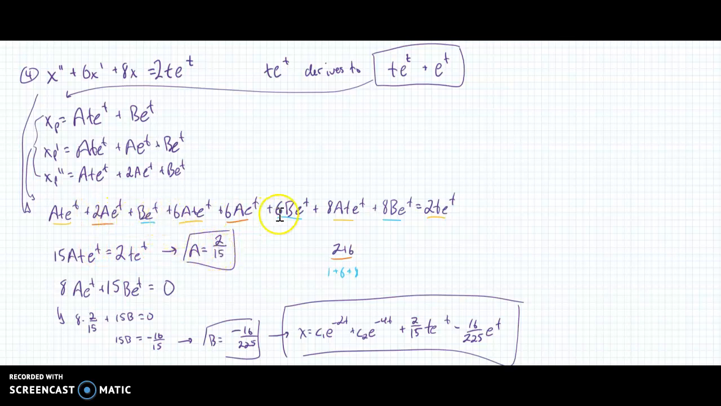From there, the oranges are the e to the t's with a's, the blues are the e to the t's with b's. If I combine those like terms, I get an 8 and a 15. You could use a calculator if you wanted for the RREF, but once I have a equal to 2 over 15, I can plug that in here. And notice I divided by e to the t from this line to that line, and do some algebra and get this negative 16 over 225. And my answer is the xc plus that xp.